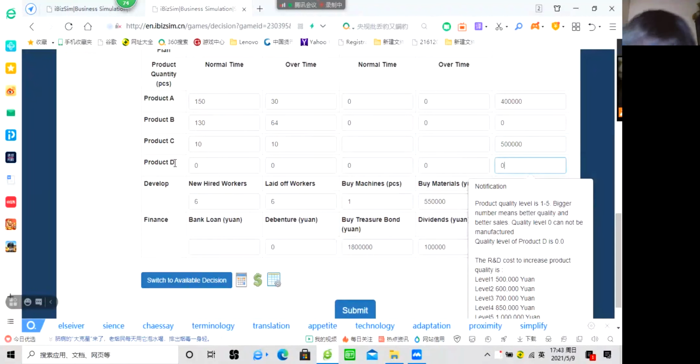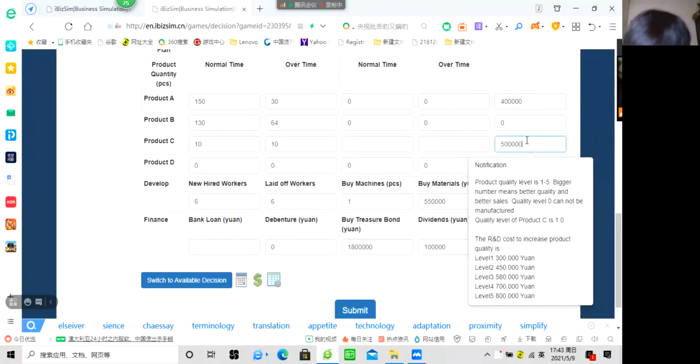If you want to produce product D, you should put 500,000 there. That means product D can be allowed to be produced. But in your quarter 9, you do not want to produce product D, so you did not put money or data there. That's correct. You put the data here, and your purpose is very clear: I want to produce product C. But according to the competition rule, you just need to put 300,000 there. Do you understand what I mean?